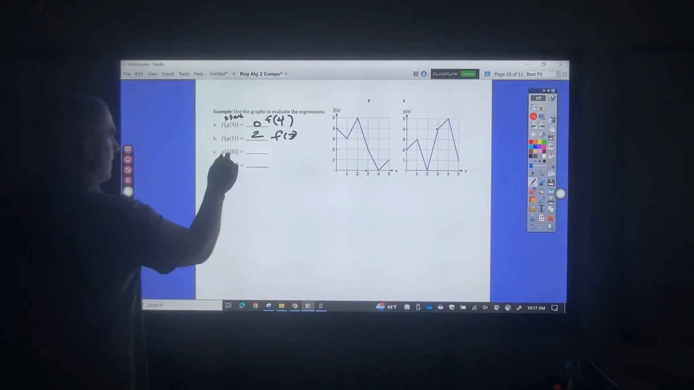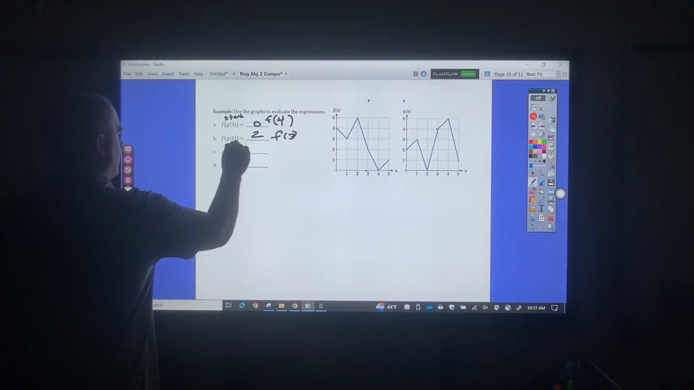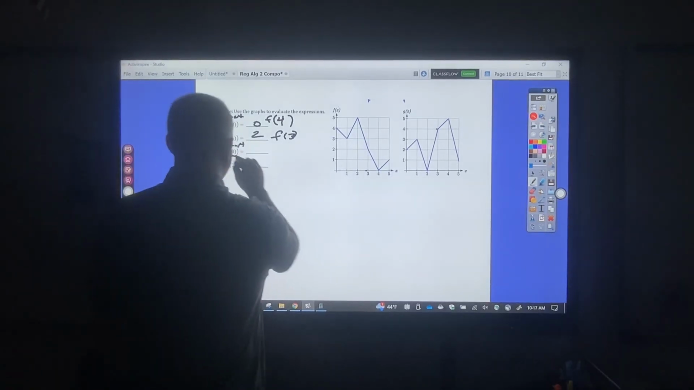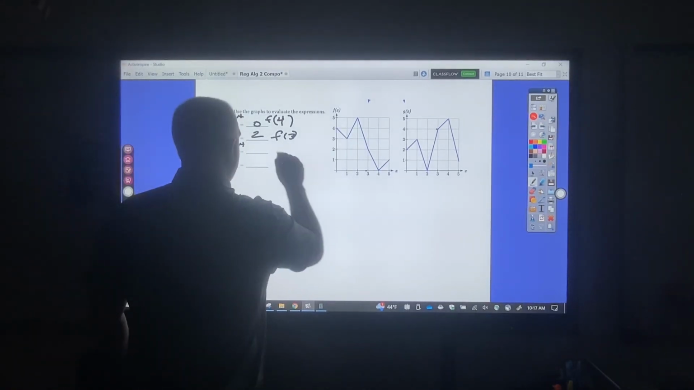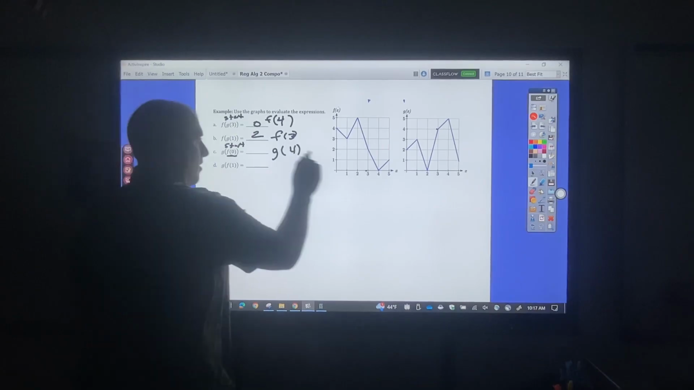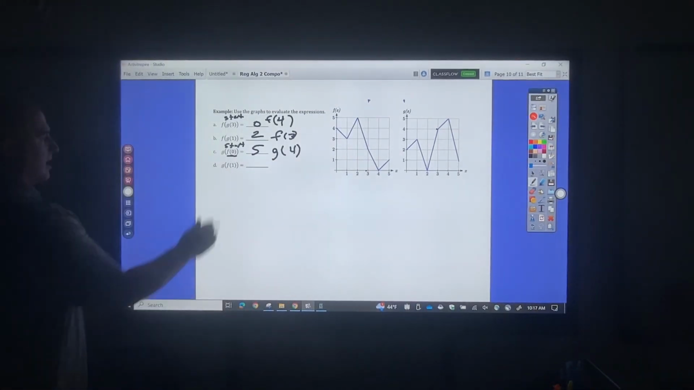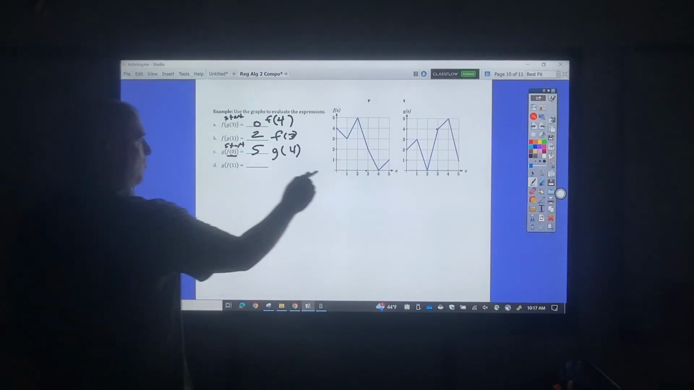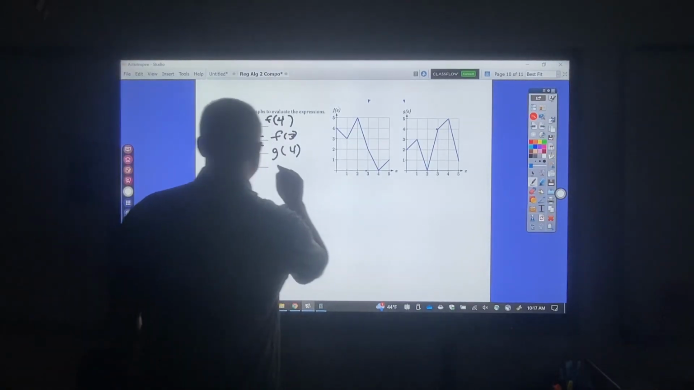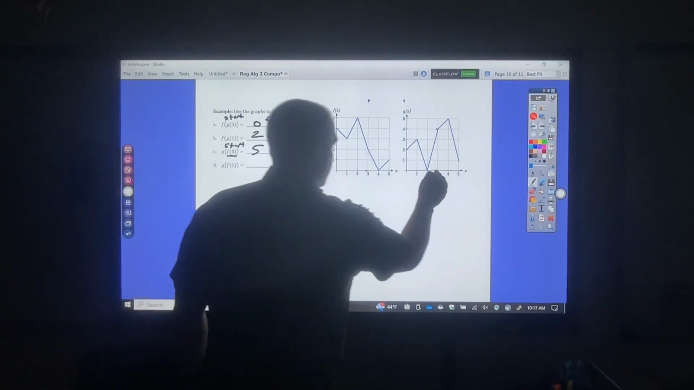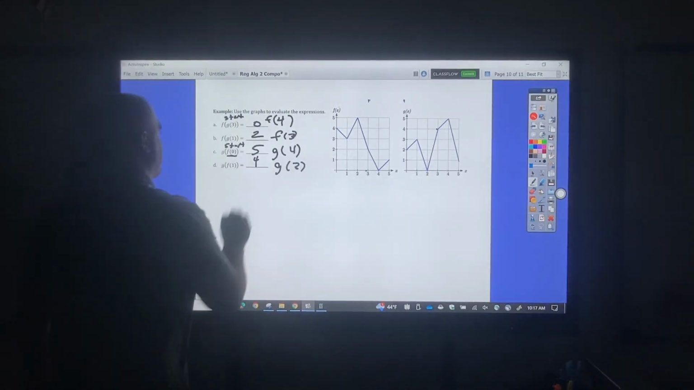Now I'm going to start here on this one. I'm going to start on the f function at 0. Where does it meet the graph? It meets it at 4. So I'm going to do g of 4. 4, where does it meet the graph? It goes to 5. Okay, I'm starting here. F of 1. Where does 1 meet the graph? It meets it at 3. So g of 3. 3, where does it meet the graph? It meets the graph at 4.